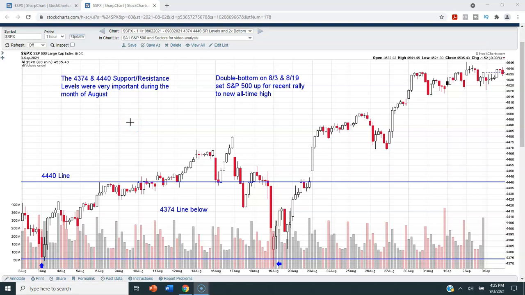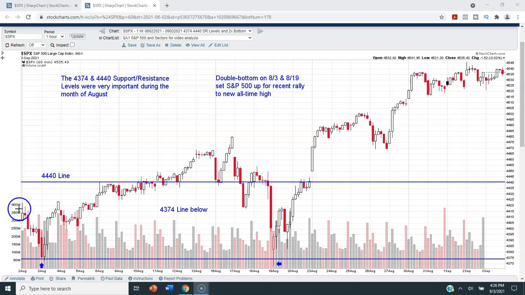The first chart that we're going to look at is an hourly candlestick chart of the S&P 500 that goes from August 2nd through Friday, September 3rd. And of course, each candlestick on this chart does represent 1 hour of trading. The two blue horizontal lines are set at 43.74 and 44.40. And I want to point out here on this chart how important these support and resistance levels have been, especially for the month of August, and how they help set us up for the new all-time highs that we've experienced over the last few days.